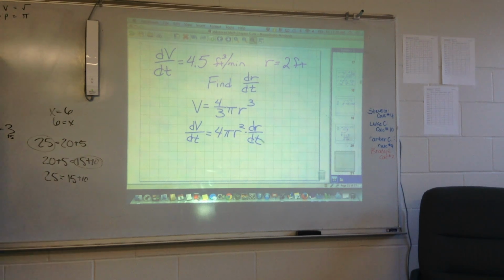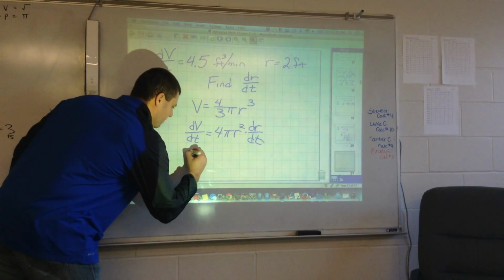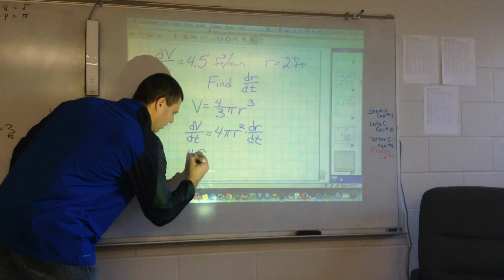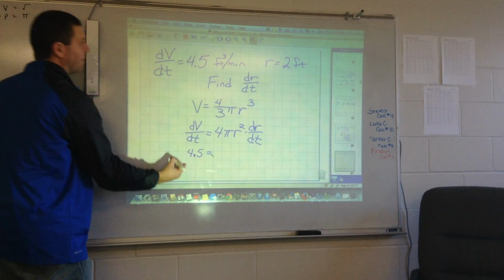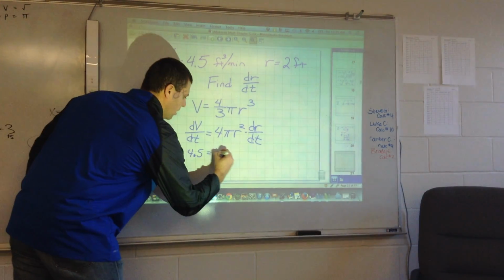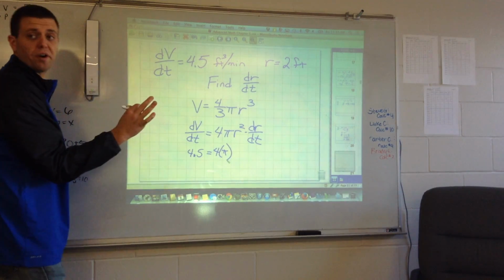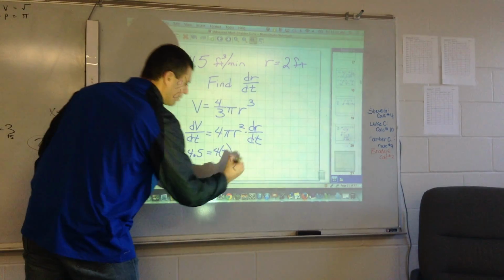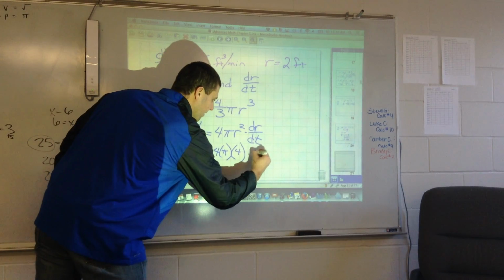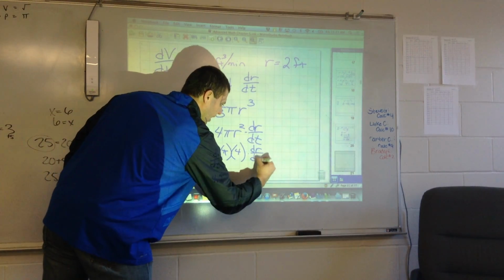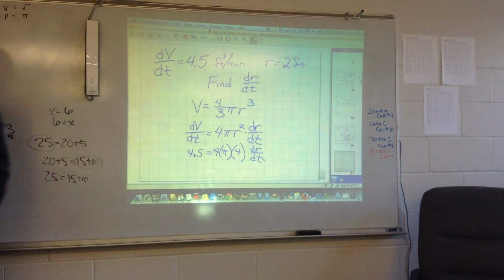Then we have to divide by 4 pi r squared. I'll show a little bit of work here. So 4.5 is this: 4 times pi times 2 squared, which is 4. I don't know dr/dt, so you solve for dr/dt.